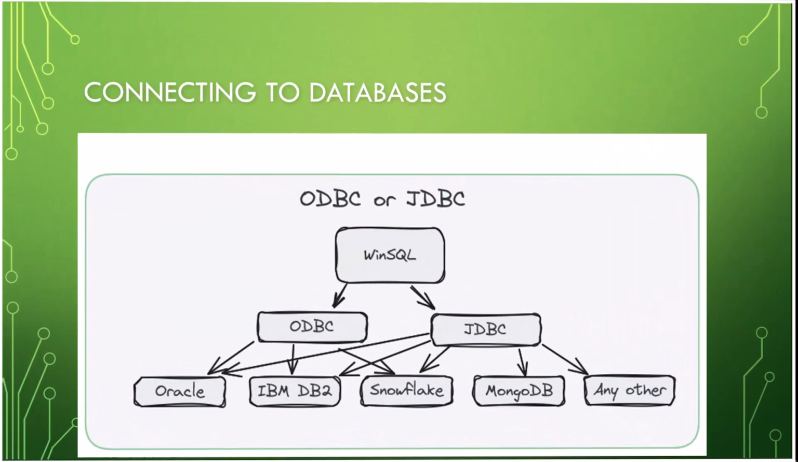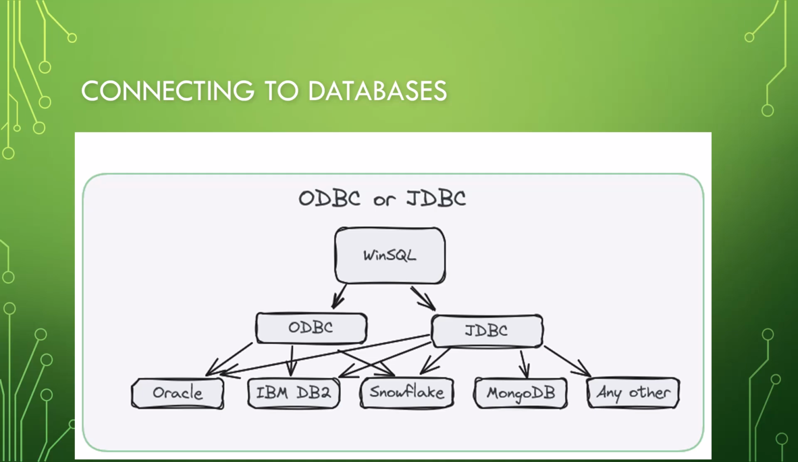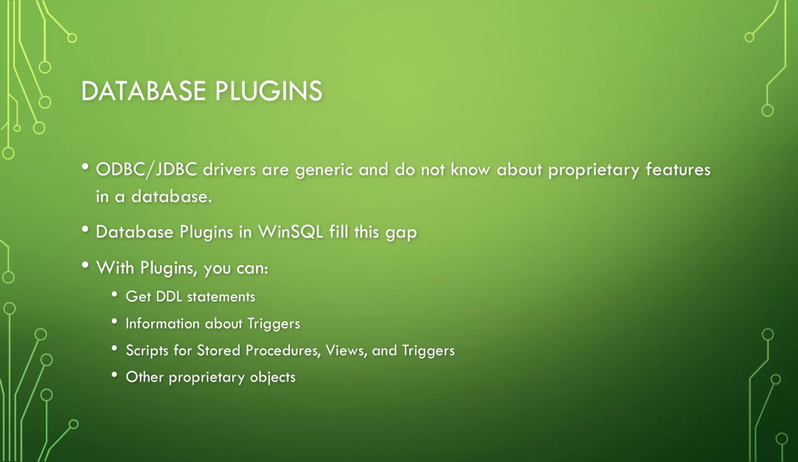So let's get started. The biggest feature and most prominent differentiator of WinSQL from other database tools is its use of ODBC or JDBC, rather than a database-specific library, to communicate with the database. Additionally, WinSQL comes with database plugins for certain major databases. These plugins provide additional functionality that is typically not provided by the drivers.